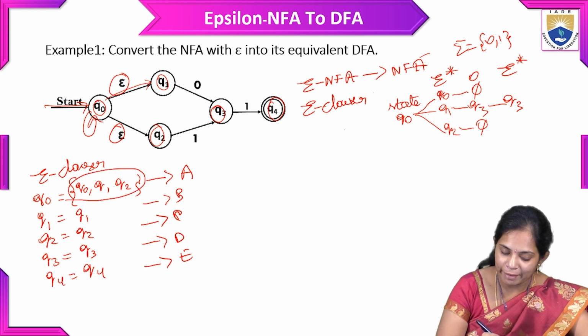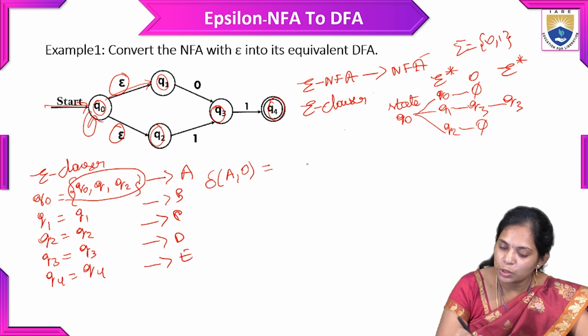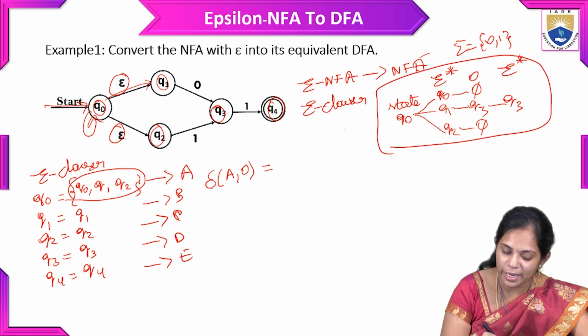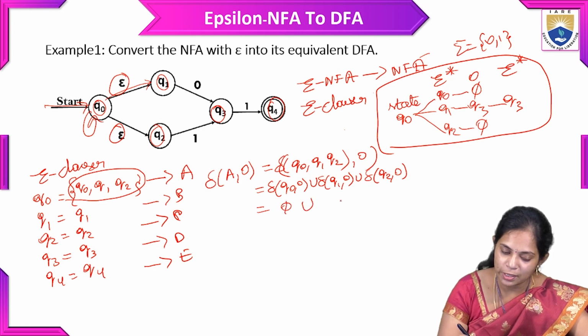These are the new states, and for every state we have to find the transition function. So, for A with the input symbols, we are simplifying this method. Transition of A, 0. A is nothing but Q0, Q1, Q2 with 0, so it is a union: transition of Q0, 0 union transition of Q1, 0 union transition of Q2, 0. Q0, 0 is phi, Q1, 0 reaches Q3, and Q2, 0 is phi. So finally Q3, which is D.